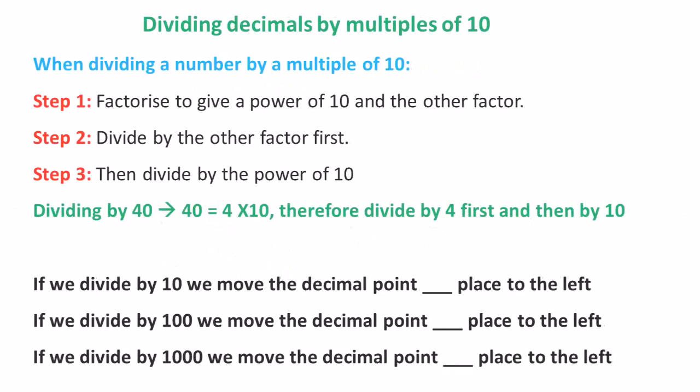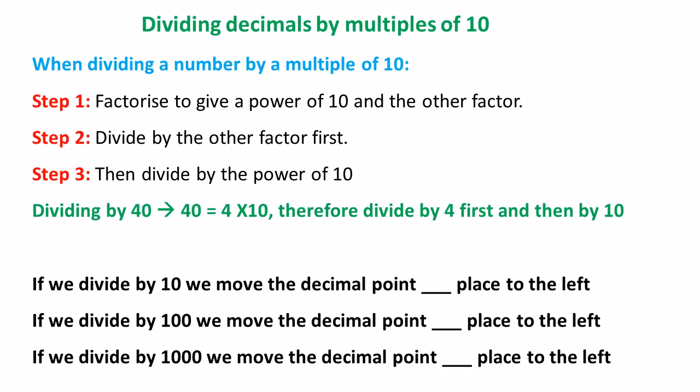Okay. All right, dividing decimals by multiples of 10. This is where we do the same sort of thing as we did in multiplication. We break the divisor up so it's got a power of 10 and another factor. So an example is 40. This is your other factor, and this is your power of 10. In this case, you divide by 4 first and then by 10.